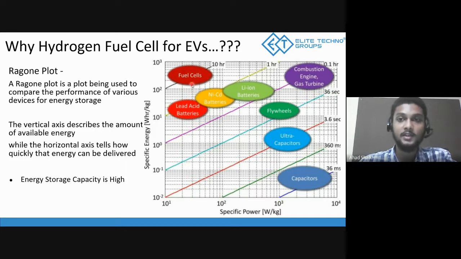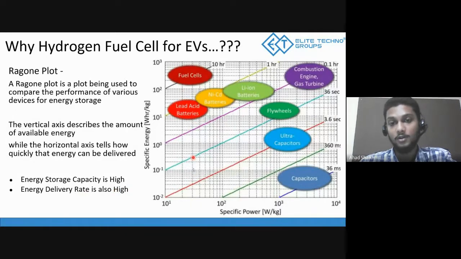We can see it comes at the very top of the vertical axis, and that means it has a very high capacity of energy storage. Within a small volume, it stores a large amount of energy. But on the horizontal axis, it does not deliver the energy very quickly. I'm sorry, it's written high, but it's low, basically.